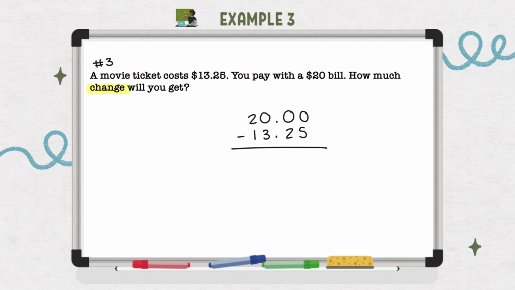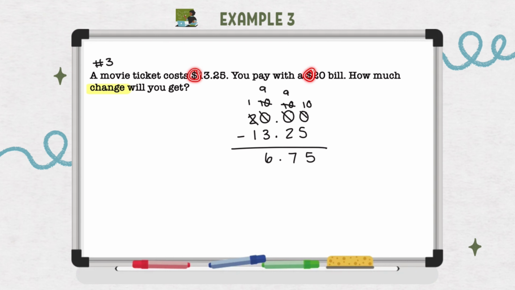Now we can subtract like normal. However, we do have a lot of regrouping that we need to do. So starting off with our 2, we're going to make that a 1, make this a 10. We need to regroup again, make that a 9, make this a 10. We need to regroup again, make that a 9, make this a 10. So that's going to give us 5, 7, 6, and 0. But we're not going to write our 0. However, 6.75 is not our final answer.